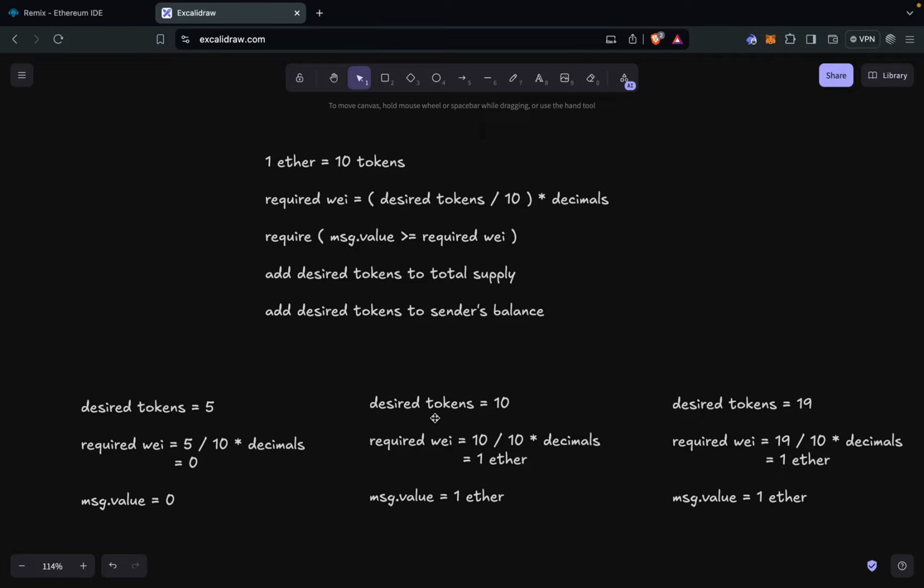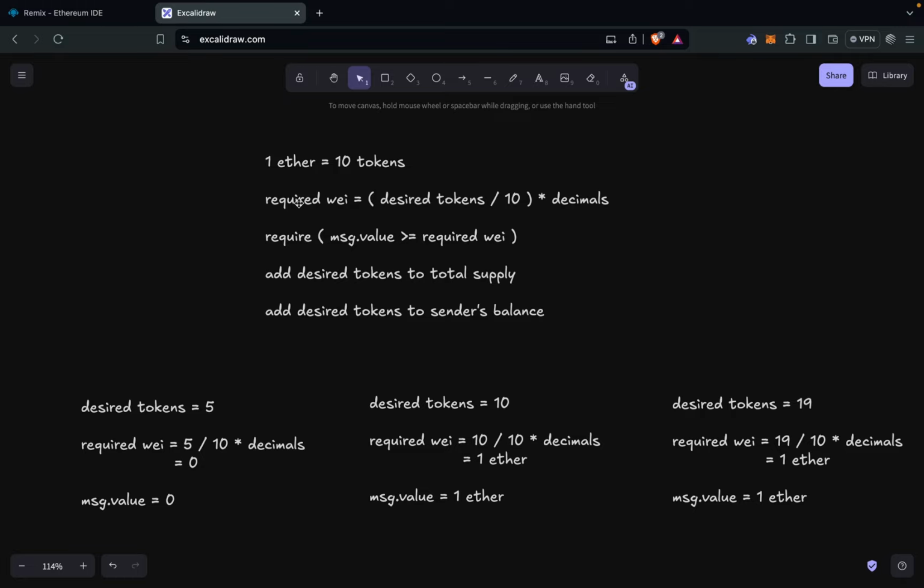In the second example, if you want to mint 10 tokens, the required amount of wei for that would be, according to this logic, 10 divided by 10 into decimals, that is 1 ether. So we'll have to send 1 ether to mint 10 tokens from the contract. And if you look at the third example, if you want 19 tokens minted to us, the required amount of wei by this logic would be 19 by 10 into the number of decimals. That again comes down to 1 ether. So we can mint 19 tokens by sending 1 ether.